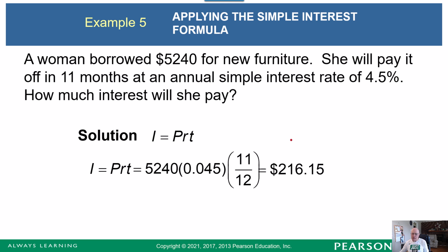Now, a word of caution. I would say warning, but it's really caution. The interest is in dollars. If you only put 216.15, that's not correct for the interest. Because if you just put that, then someone who reads it won't know whether it's euros, pesos, or what it is. The dollar sign is important, and you can be sure of one thing. If you don't have this in your answer, you're not going to get full credit. Okay? All right.